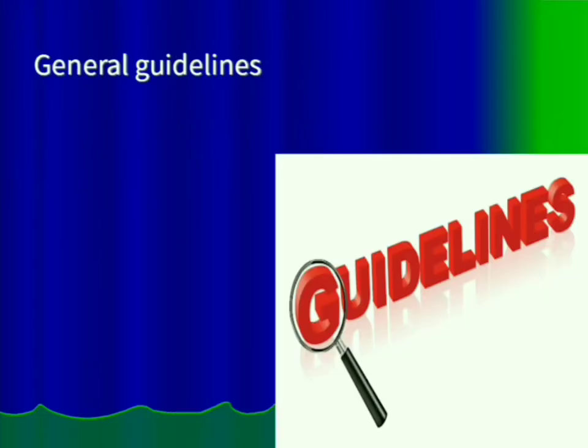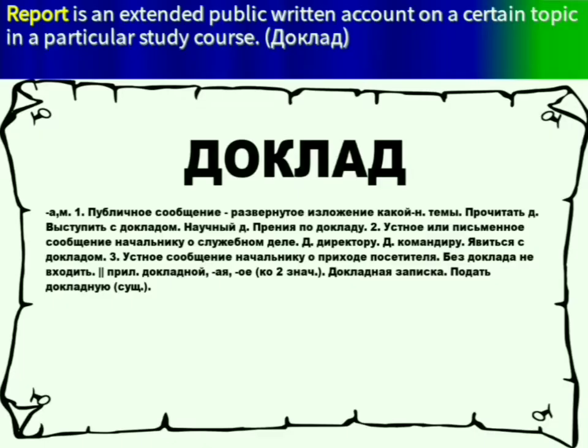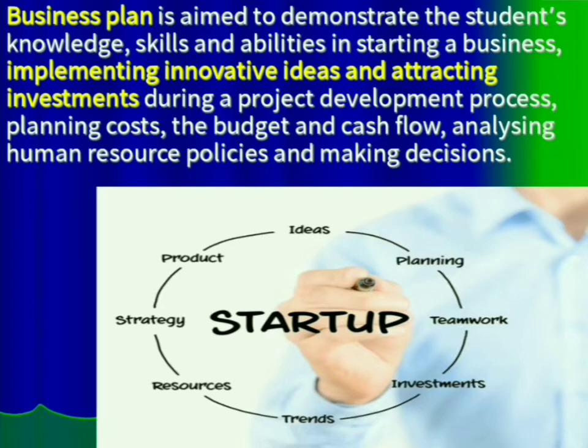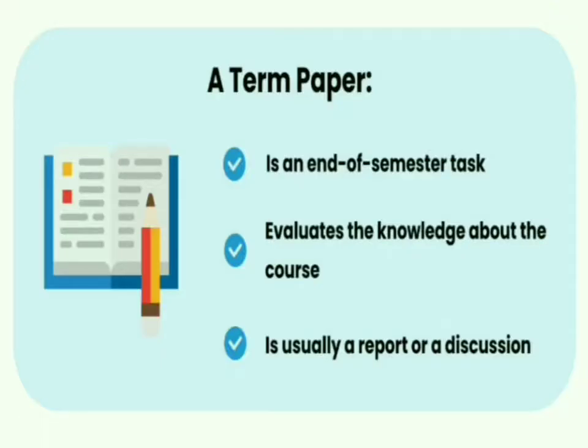So let's speak about the general idea or guidelines about scientific research. Today we are going to give general information about what research is. A report is an extended public written account on a certain topic in a particular study course. Especially we gave a Russian explanation of the same phrase. And when we speak about a business plan, it is aimed to demonstrate students' knowledge, skills, and abilities in starting their business, implementing innovative ideas.